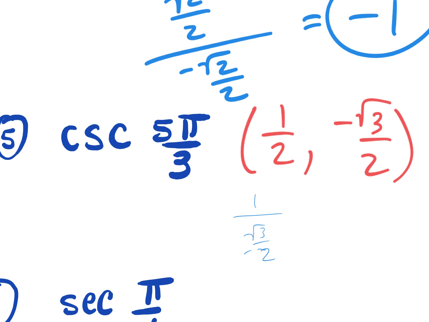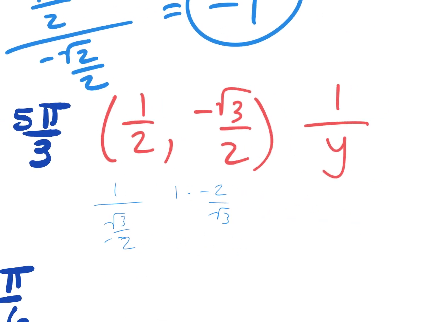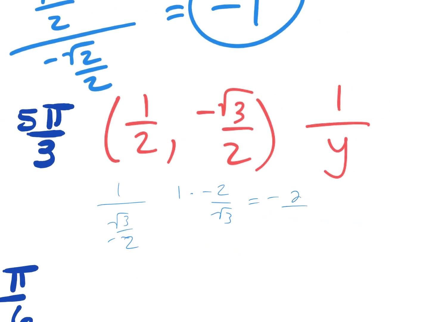We keep, change, flip. So 1 times negative 2 over root 3. So I get negative 2 over square root of 3. Can I leave it like that? No. I'm going to rationalize. So this becomes negative 2 root 3 over 3. Could you have just flipped it from the beginning and then rationalized? Absolutely. I just want you guys to see that.